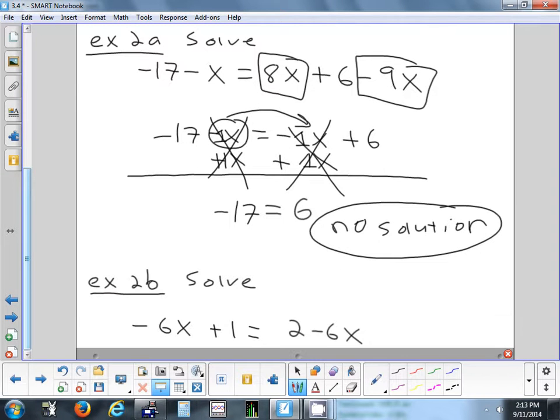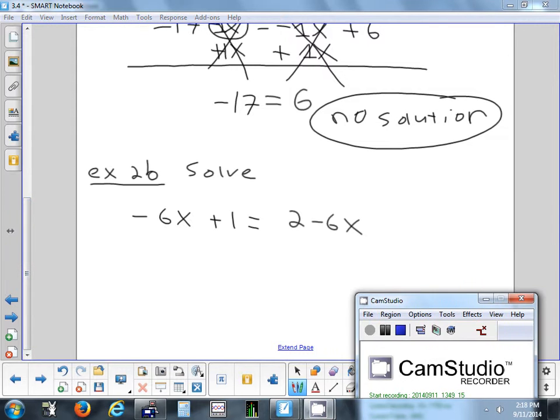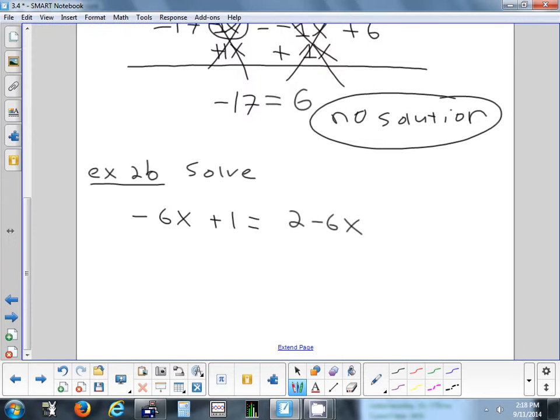Let's try this one. Try this one on your own, see what you can do. Okay, what's our first step? If we're going to put all the x's on the same side, what do we have to do on both sides? Clayton? Add negative 6.